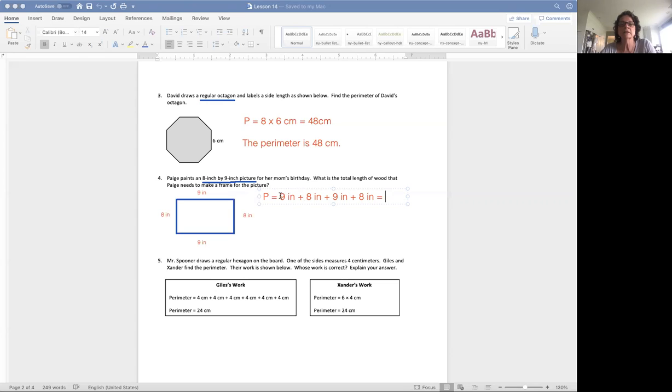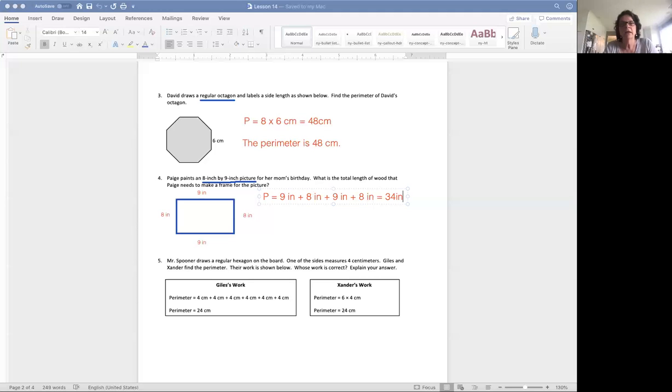Hopefully your number sentence looks something like this: 9 inches plus 8 inches plus 9 inches plus 8 inches. If you add all of those, 9 and 8 is 17, and 9 and 8 is 17, and I'm going to add 17 and 17 and get 34 inches. All right, and if you need to use your algorithm on the side of the page, there's nothing wrong with that.